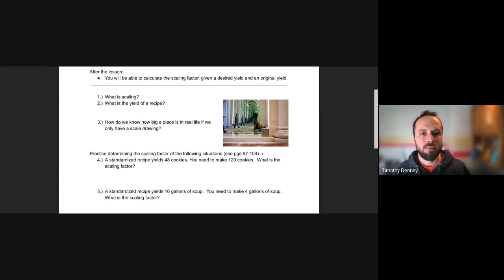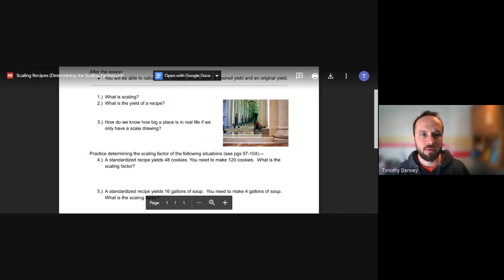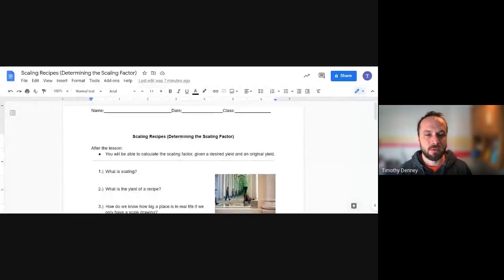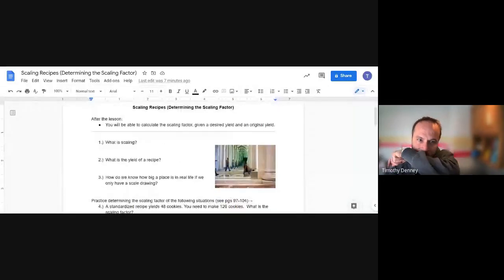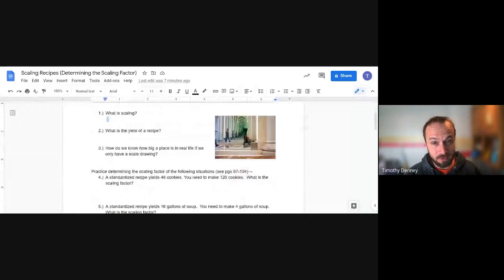How do we know how big a place is in real life if we have only a scale drawing? Okay, all 3 of these we can answer from what we just read. So I'm going to switch over to a place where I can type in the answers to these. What is scaling? Well, there was a definition right there in the textbook page. It doesn't necessarily have to be word for word what it says there. You're going to type in what is scaling.